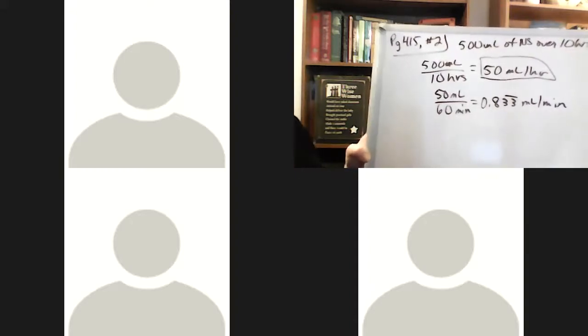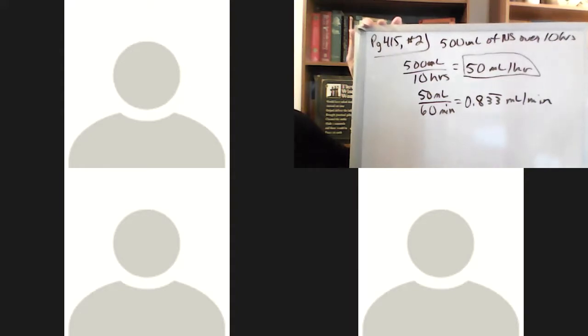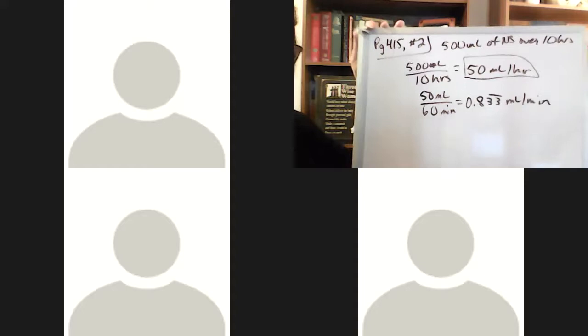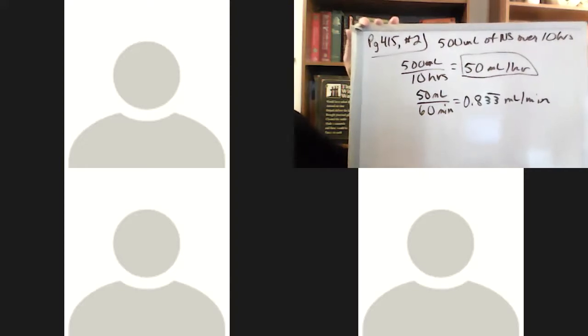Because it's asking over 10 hours. You could convert the 10 hours to 600 minutes and then divide the 500 by 600, which gives you the rate per minute. Okay, got it, that's doing extra.